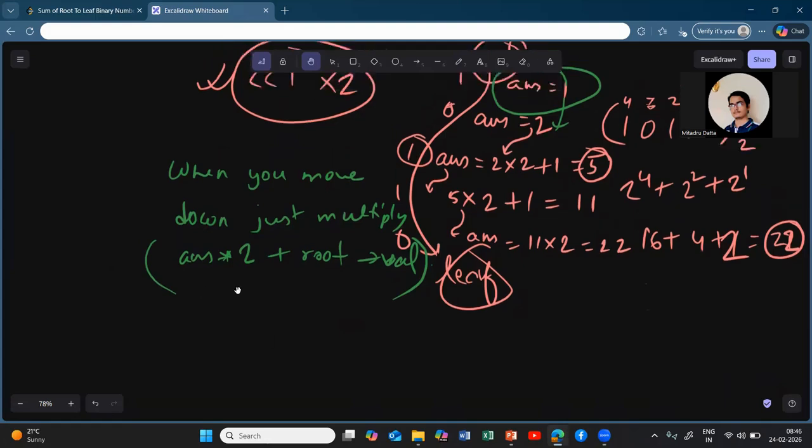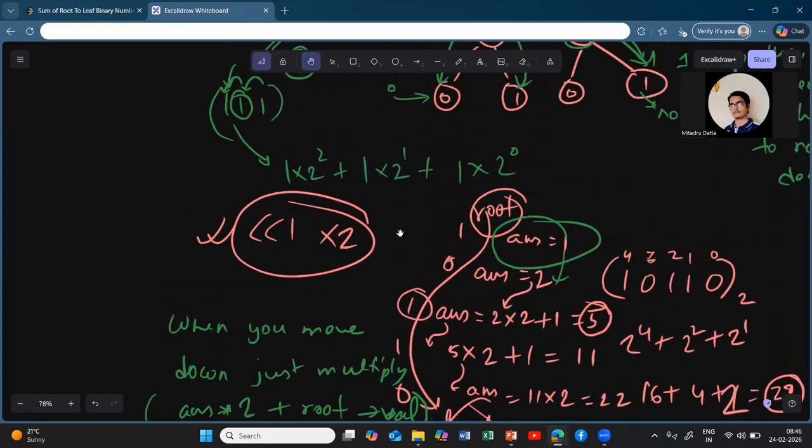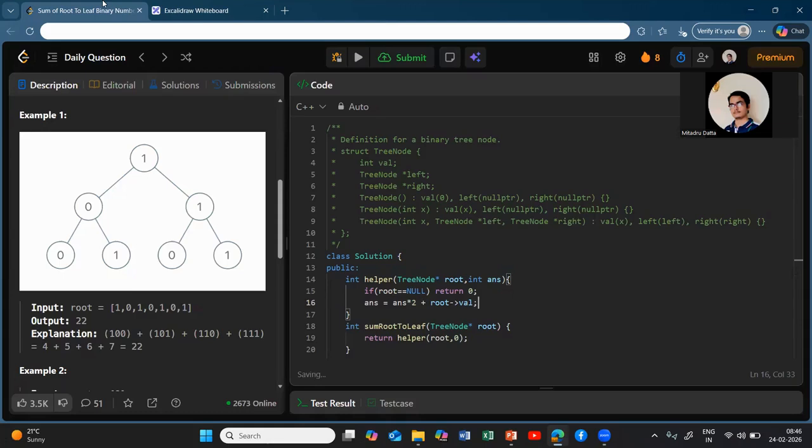Yeah, this approach came by just thinking that every bit from the root will be right shifted most number of times. So the level includes how many number of times you need to right shift that bit. Okay. So yeah, right shift means multiply by 2. You just multiply the answer by 2 and add the root arrow val.